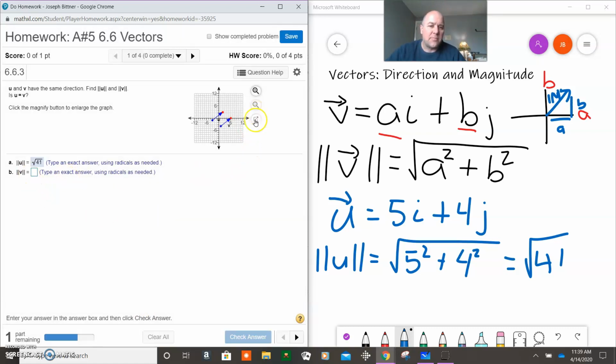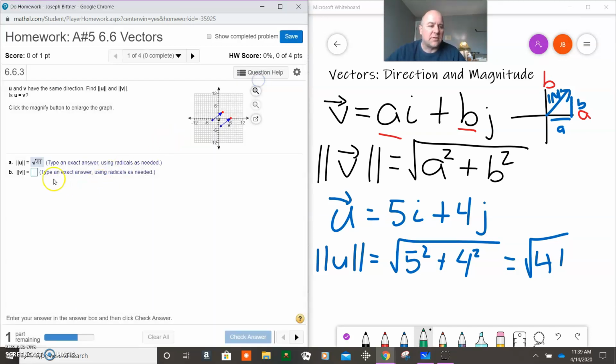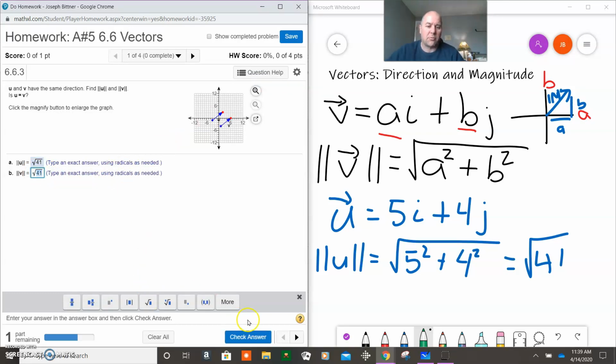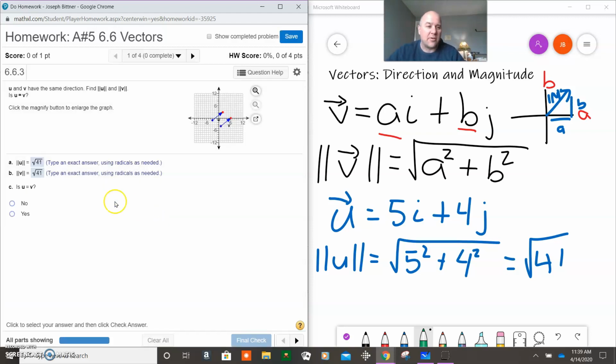What's vector v? Well, just by chance, if you look at vector v, it's really going the same direction, just starting at a different location. So 1, 2, 3, 4, 5. I moved over 5, 1, 2, 3, 4, up 4. So really it's the exact same thing. There's nothing different about it. So it's the square root of 41. I think all of these end up to be the same values.